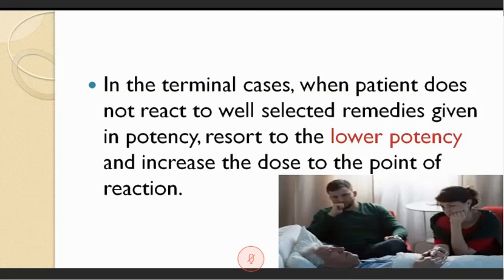After giving the low potency, there will be some improvement seen in the case. There will be improvement in the generalities and in other things. After that, we should increase the dose to the point of reaction. Then it will cure the case.